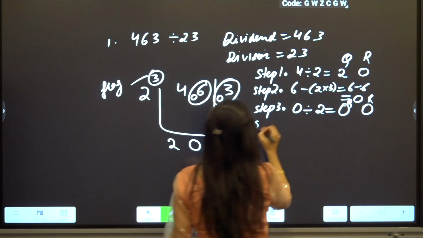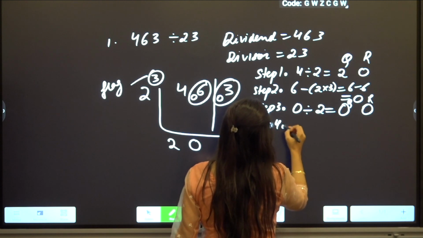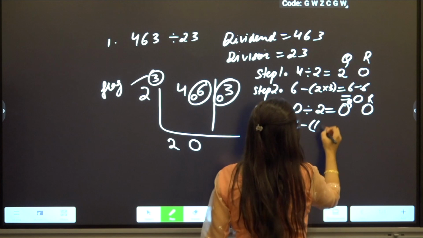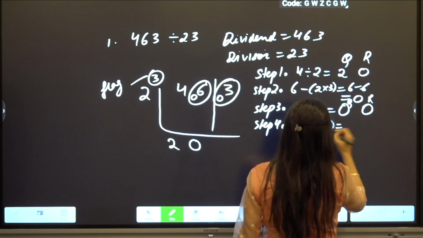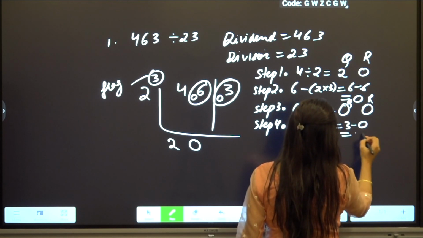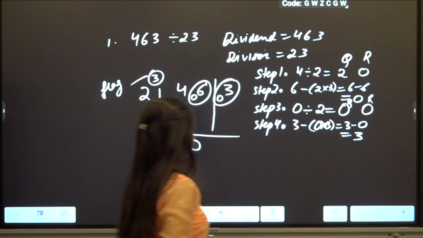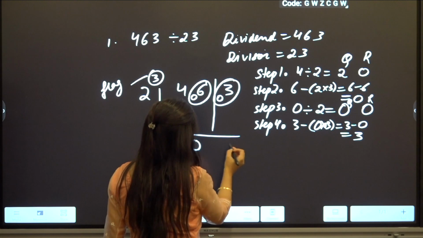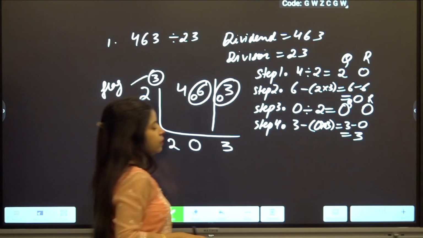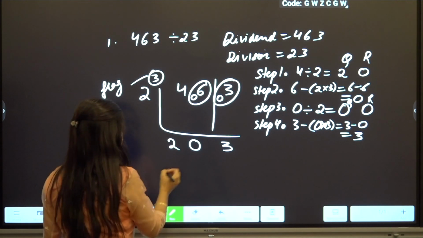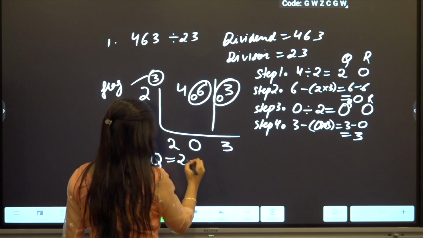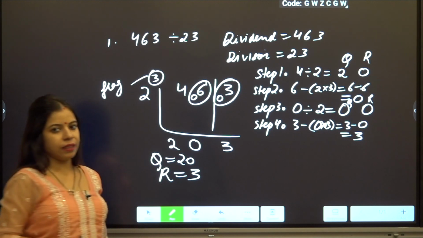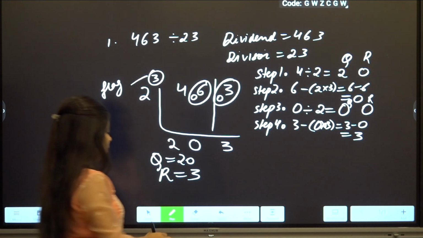Step 4 is 3 minus 0 into 3, which is 3 minus 0 is equal to 3. Okay. So here I am going to get 3. So this is the quotient. Quotient here is 20 and remainder is 3. Let's take one more example.